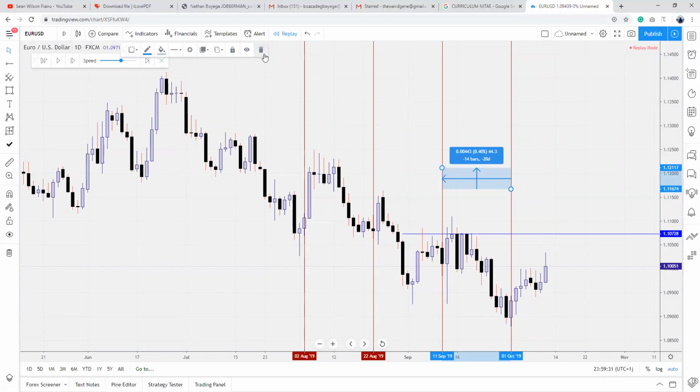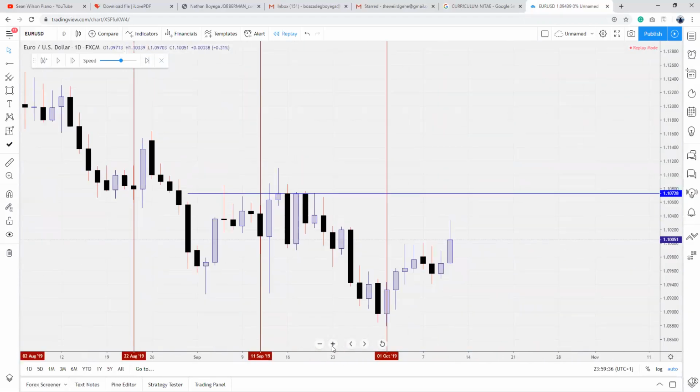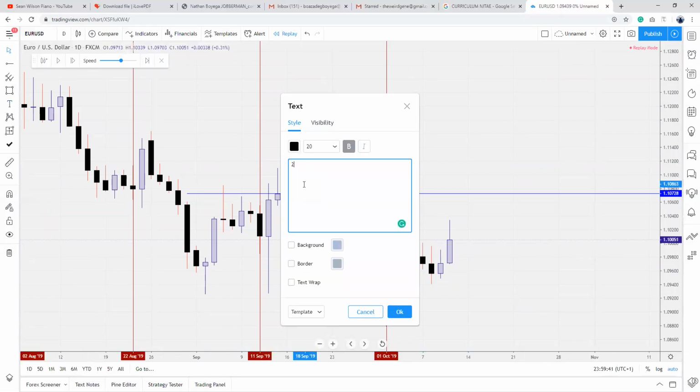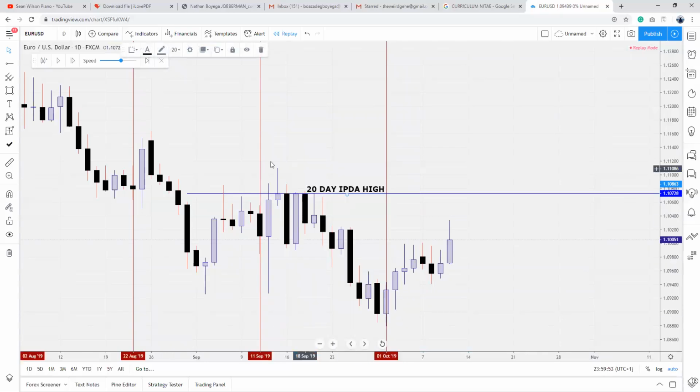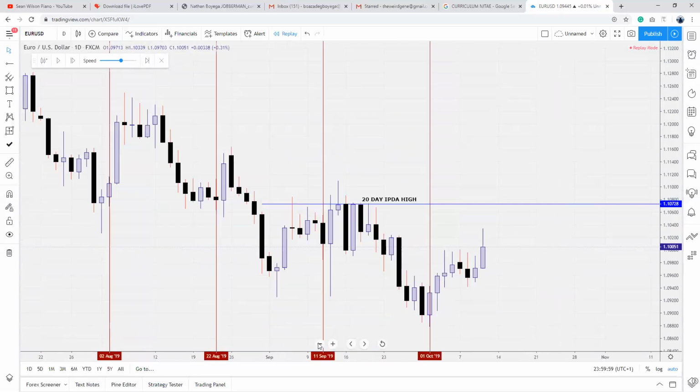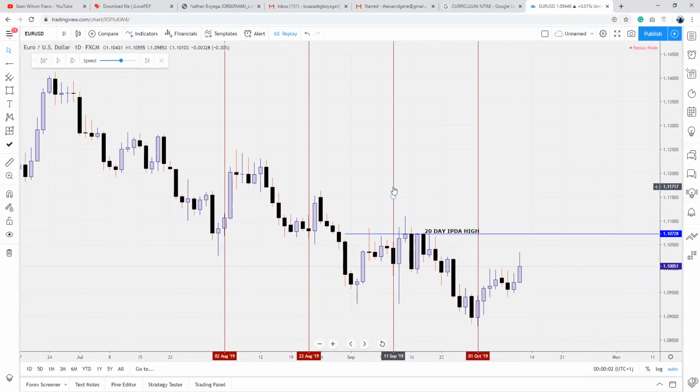Now what we want to do around this level is look for all the institutional reference points. So this is a 20-day IPDA high. I'm going to write that: 20-day IPDA high. I don't know why I keep calling it IPDA data when data is actually in D. Forgive me, guys, it's actually IPDA, not IPD data. This is a 20-day IPDA high because this range falls under the 20-day period.